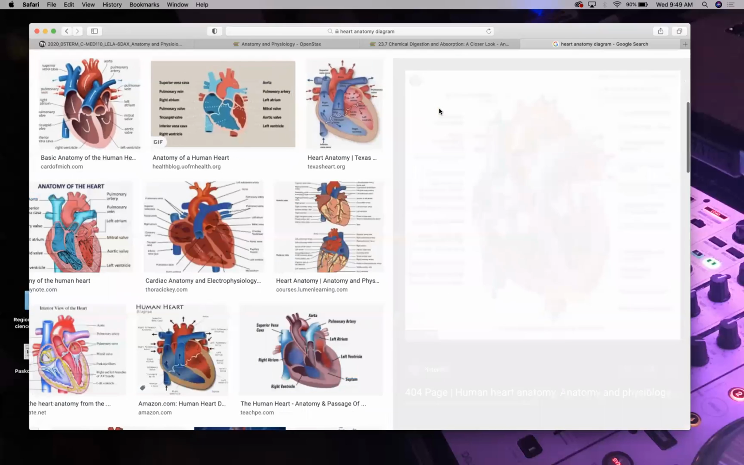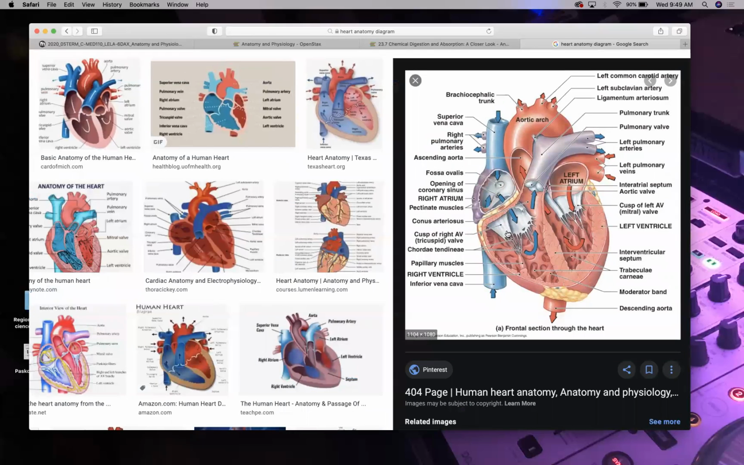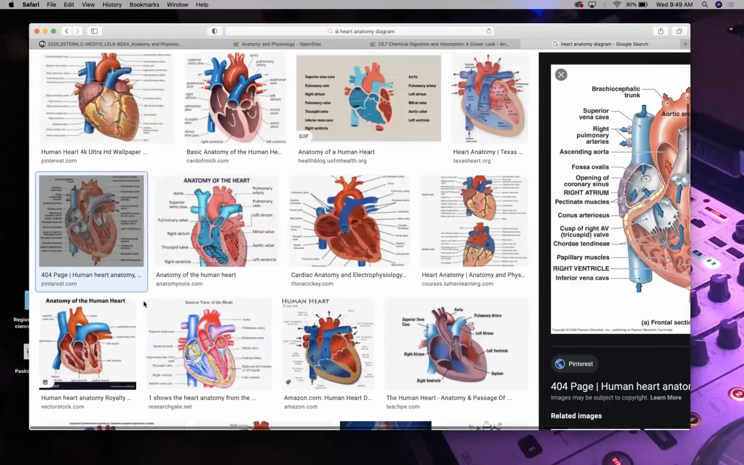Remember these? These are the chordae tendineae connected to your papillary muscles, and these are the leaflets of your AV valve. Again, on the right side of the heart, this is the tricuspid. On the left side of the heart, this is called the bicuspid. And I'll try to use a picture that actually gives it away.